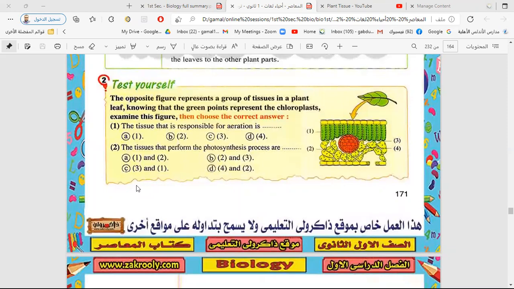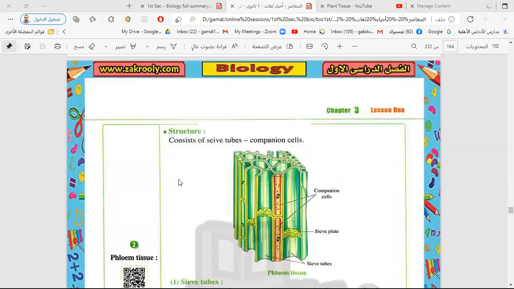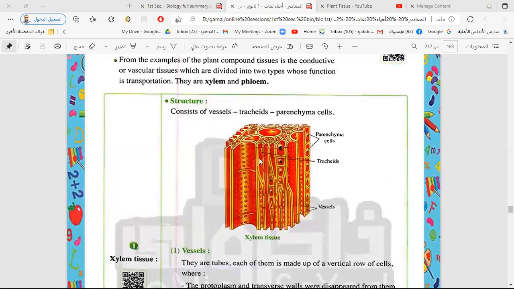But sorry, a question: is it a question about dead tissues? What does dead tissue mean here? Why did we say the xylem is a dead tissue? There is no cell nucleus and no cytoplasm, so there is no life here. It's a dead tissue, okay? It is only an empty tube. The tracheids and the vessels are empty tubes. There is no cytoplasm and no nuclei, so we call it a dead tissue.